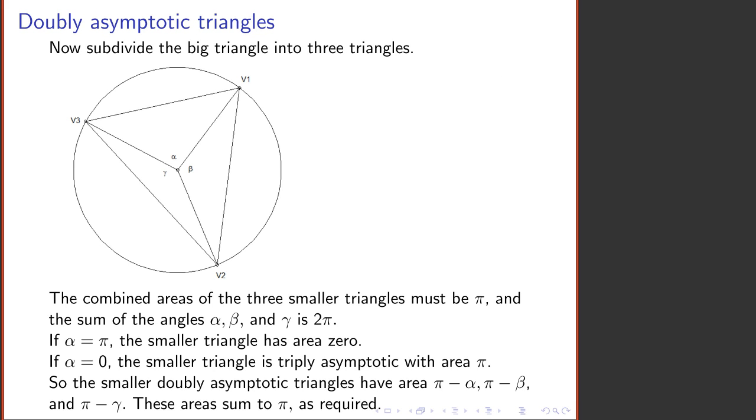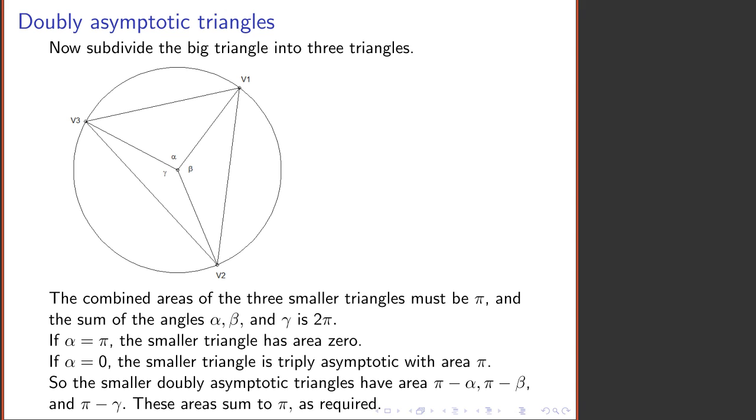Now let's suppose I take this triply asymptotic triangle and decompose it into 3 smaller triangles by breaking it up at a point in the interior. These triangles are so-called doubly asymptotic triangles because each of them has 2 angles of 0 degrees and 1 angle which is not 0. It's clear that the sum of the angles alpha, beta, and gamma is 360 degrees, or 2 pi radians.